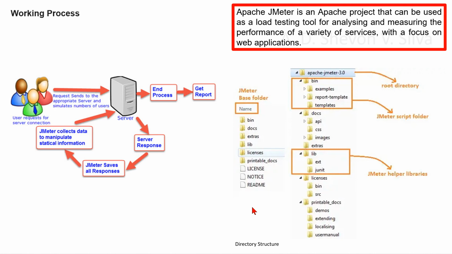JNDI directory component for load testing JNDI, currently non-functional. LDAP directory component for load testing LDAP servers. Mail directory component for load testing mail servers. TCP directory component for load testing TCP services. JMS directory component for load testing JMS messaging services.